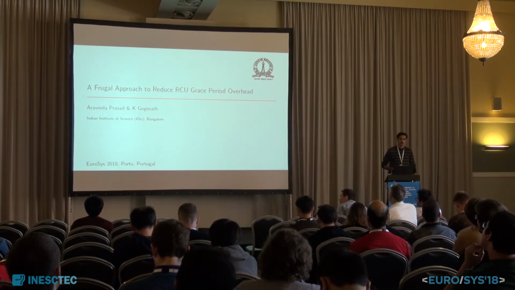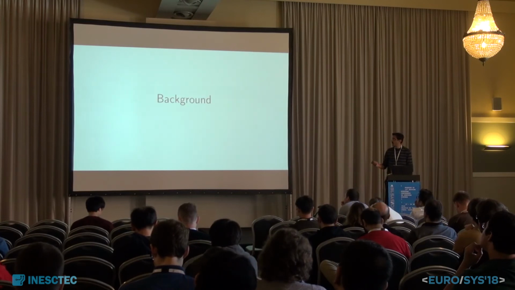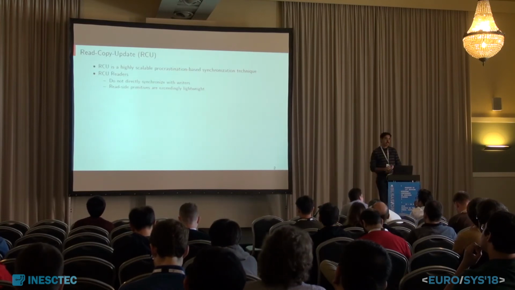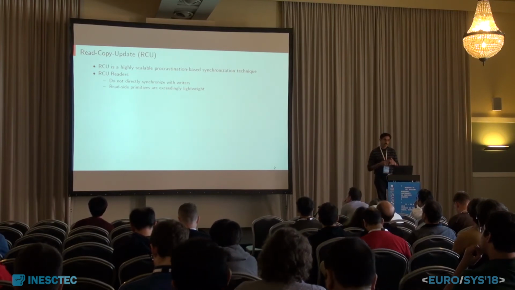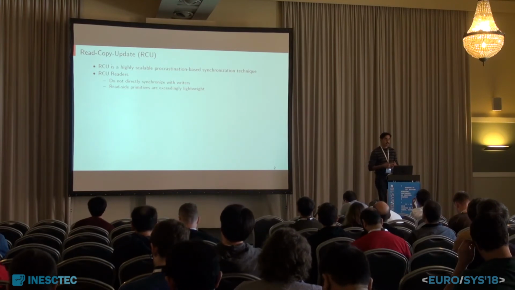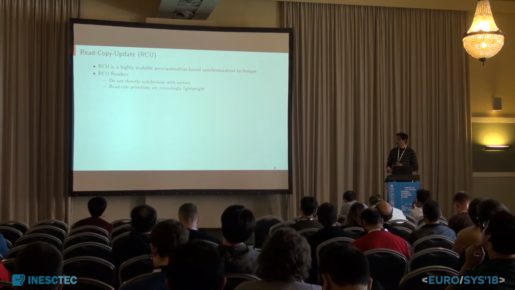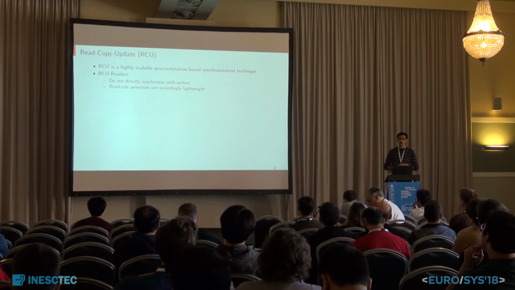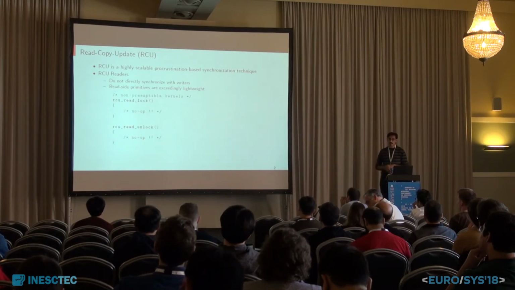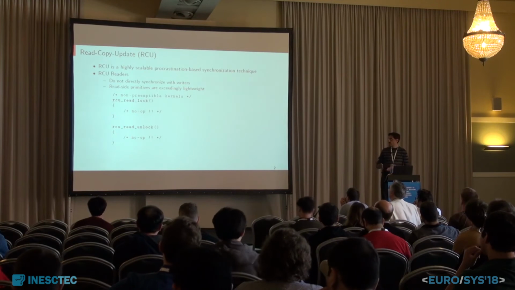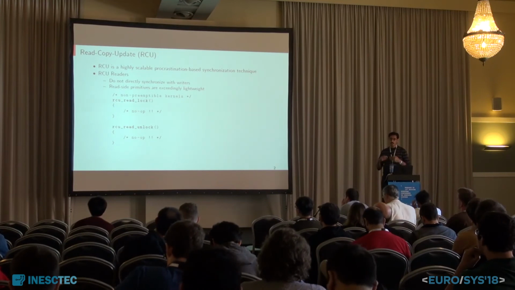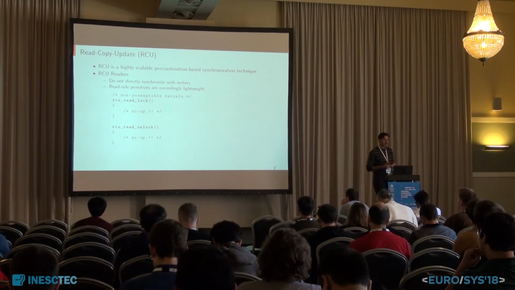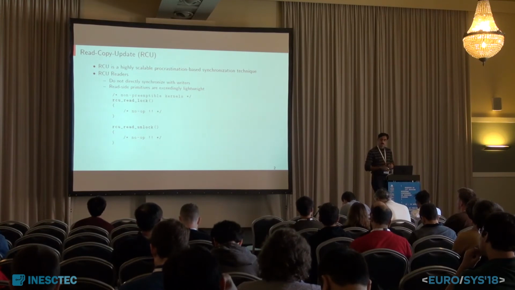So let me start with a brief introduction to read copy update. RCU is a highly scalable synchronization technique where readers do not explicitly synchronize with the writers. Because readers do not explicitly synchronize with the writers, they are highly scalable and exceedingly lightweight. For example, in non-preemptible kernels, the read-side critical sections are just no-ops. They don't change the state of the machine in the read-side critical section. So it is the responsibility of the writers to ensure a consistent view of the data structures to the readers.